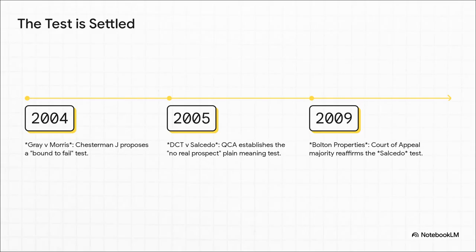Now, even after Salcedo in 2005, there were a few murmurs of doubt. But the Court of Appeal put those to bed for good in 2009 with a case called Bolton Properties. They doubled down and made it absolutely clear that the plain meaning test from Salcedo is the law in Queensland, full stop. The debate is over.